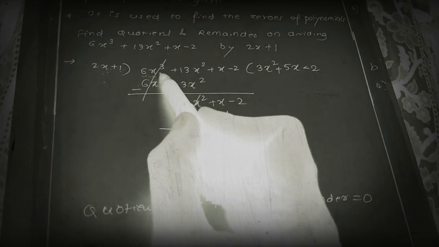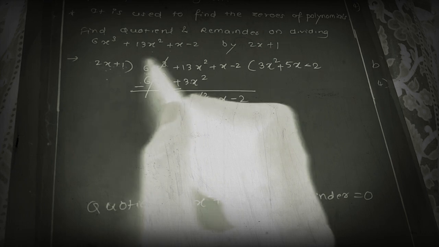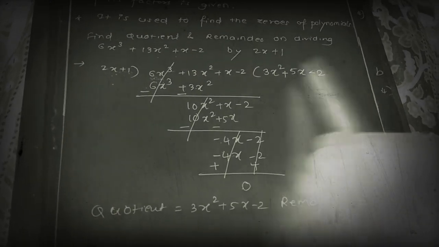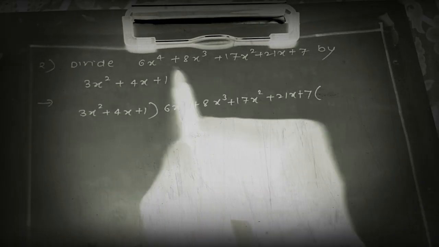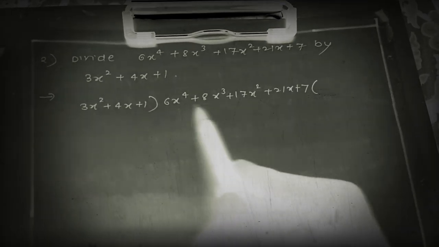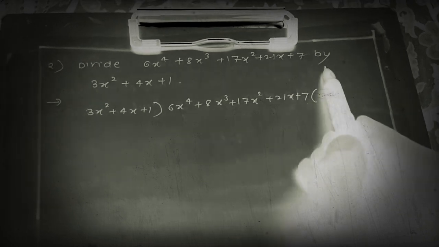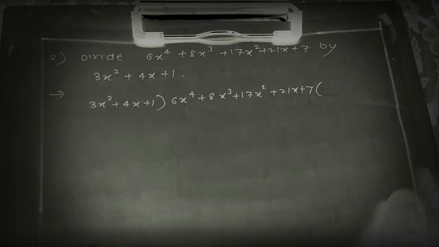Why? Because the total number of factors of this cubic polynomial will be 3. Because the degree is 3, we get 3 factors: 1 from this and 2 more from this. So let us move to the next example. The next example is to divide this polynomial, which I wrote here as the dividend, by 3x square plus 4x plus 1.